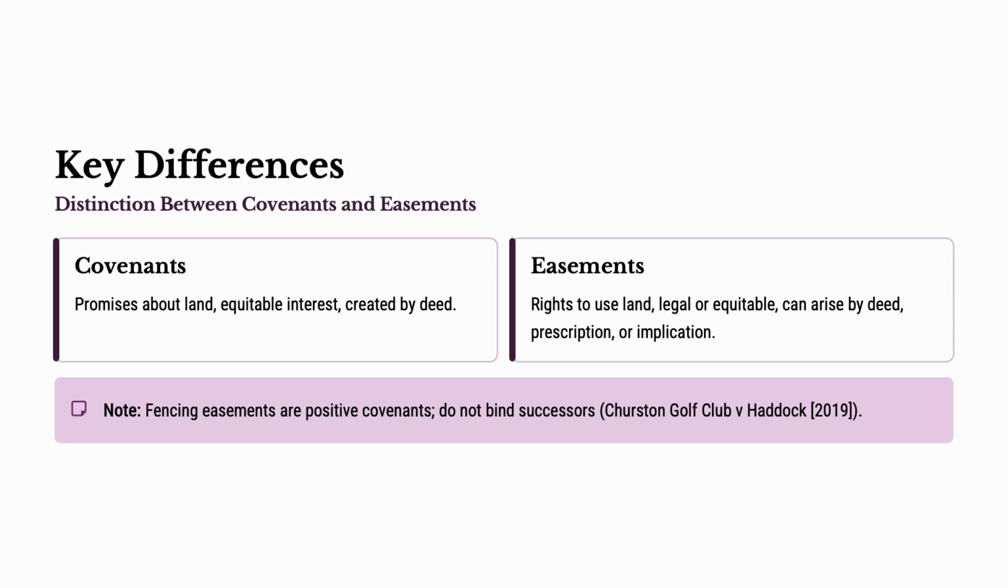As a positive covenant, it did not bind successors, meaning whosoever buys the land. So this distinction is crucial in SQE. You need to understand the difference between an easement to maintain and a restrictive covenant. At that point, you need to understand what the difference between the two is.